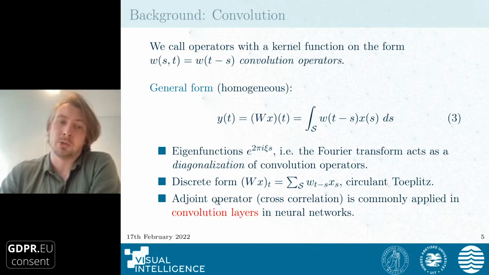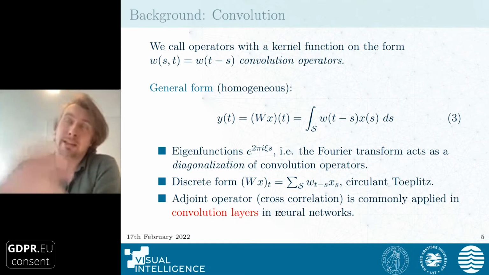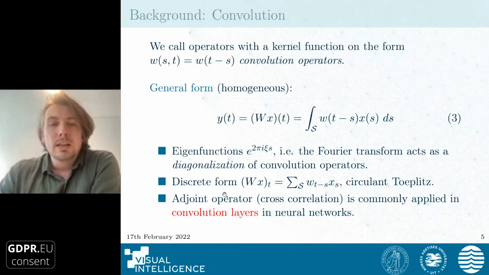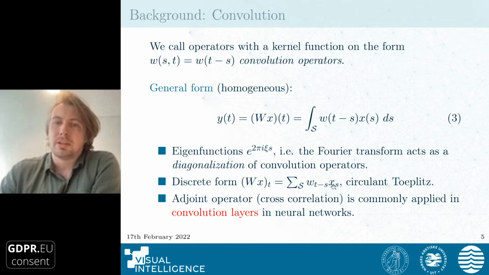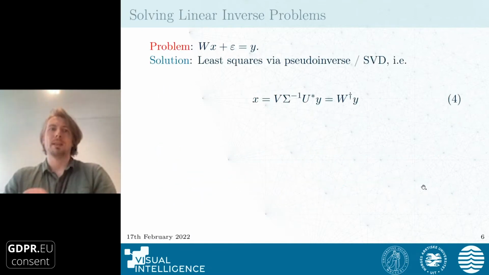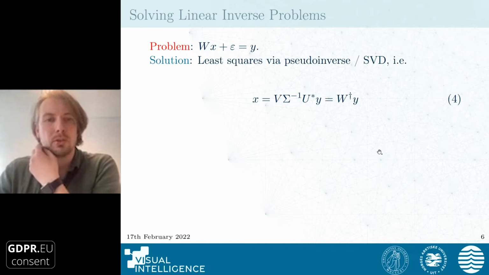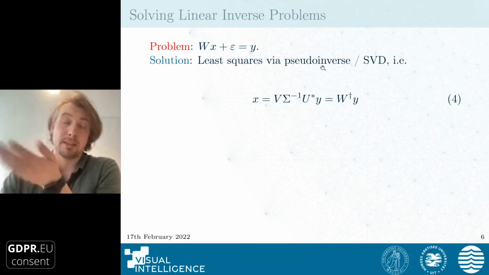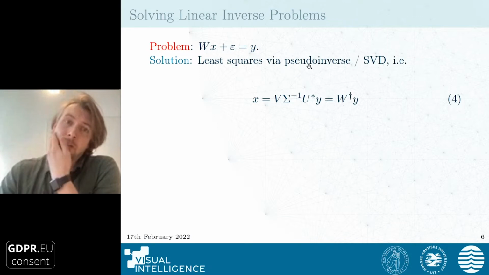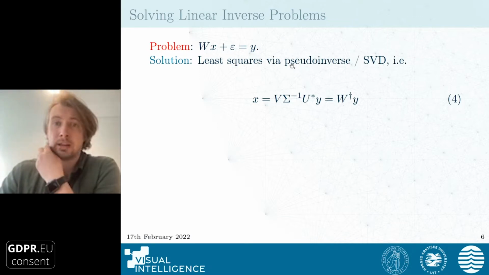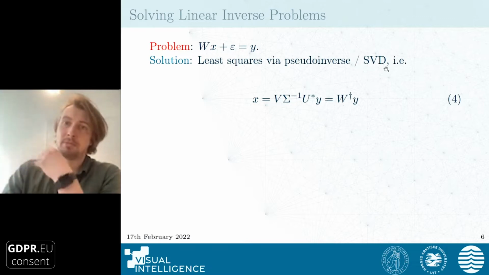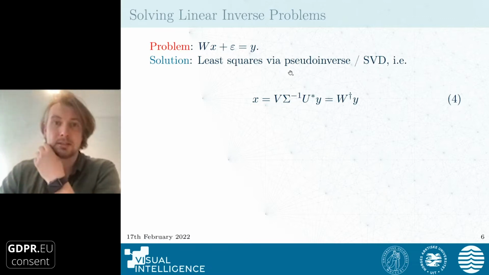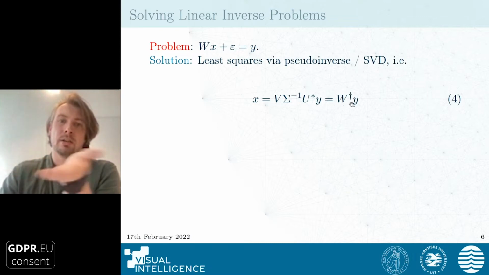In addition, the adjoint operator is commonly applied in convolution layers, as we know, or in a linear combination. Also, the discrete form can be represented like this, and with circular boundary conditions, that gives a circulant Toeplitz matrix. So solving these linear inverse problems is usually done by methods that we all probably know. We use least squares methods via the pseudo-inverse, or via the singular value decomposition, to be precise, and then we can reconstruct our inputs.